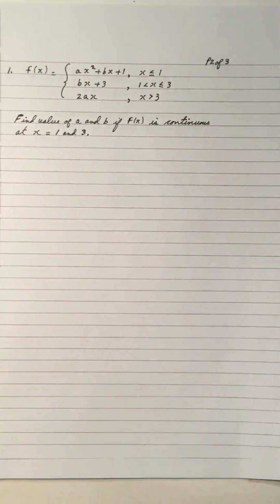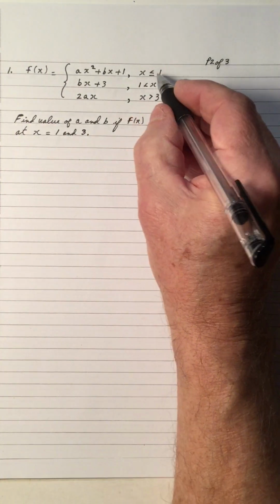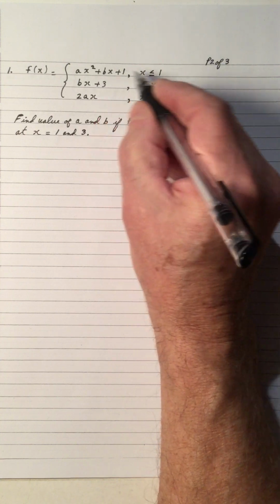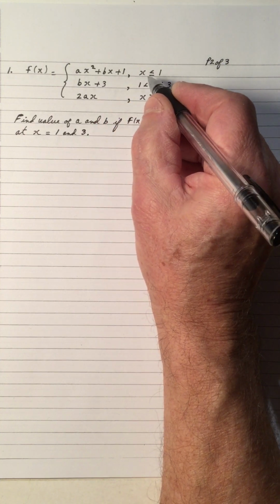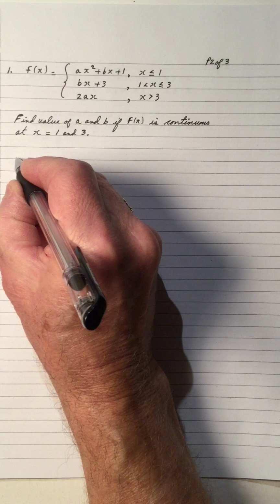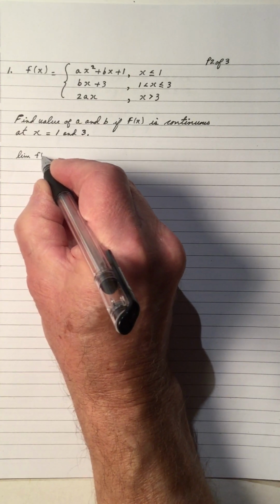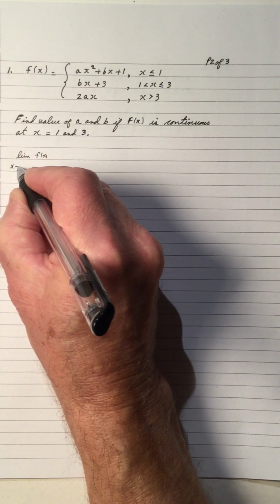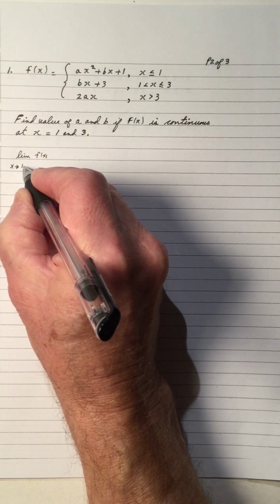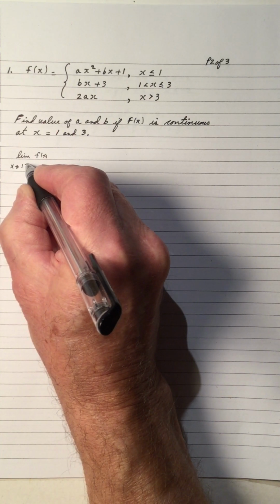So f of x is continuous at 1. So 1 is on these two. So the limit on the left equals the limit on the right. So let's do the limit of f of x as x approaches 1 on the right.